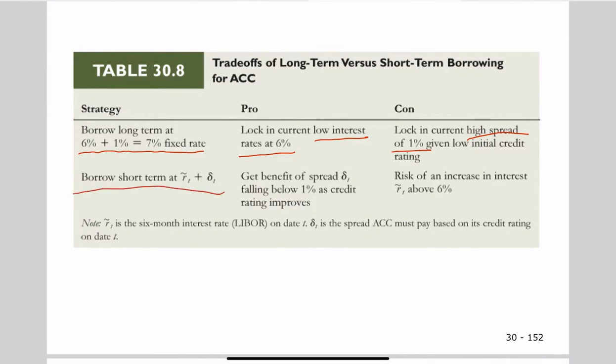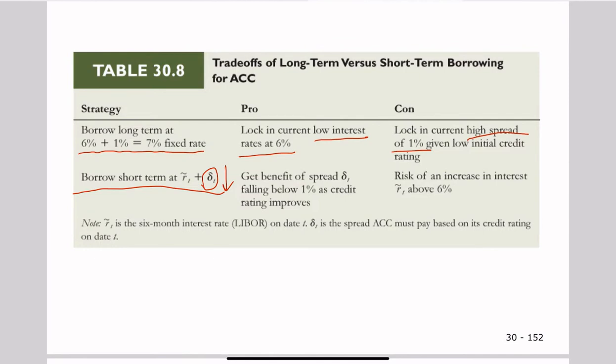Now, for the second case, the firm would borrow every 6 months at the market rate. Now, in this case, what you can see here is the benefit is in the future, the firm's credit rating will increase. So this credit spread, delta T, will decrease. And if the firm refinances every 6 months, then this means as time goes in the future, the firm will get the benefit of lower credit spread delta T, right? So it can capture the benefit from its improved credit quality.